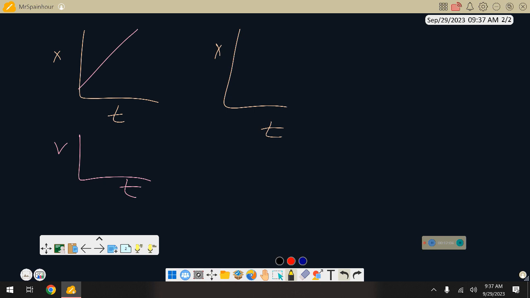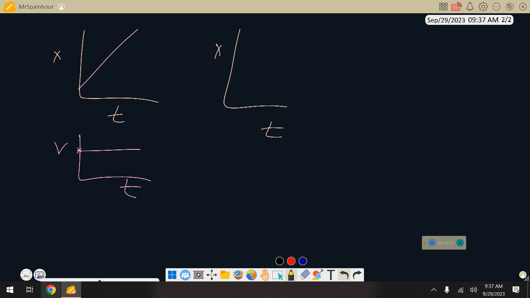The slope. What is velocity? How is velocity seen on this graph? The slope. So you have to look and see what's the slope doing. I think it's fair to say the slope is positive, yes, and the slope is staying exactly the same, right? So velocity is positive and staying exactly the same.